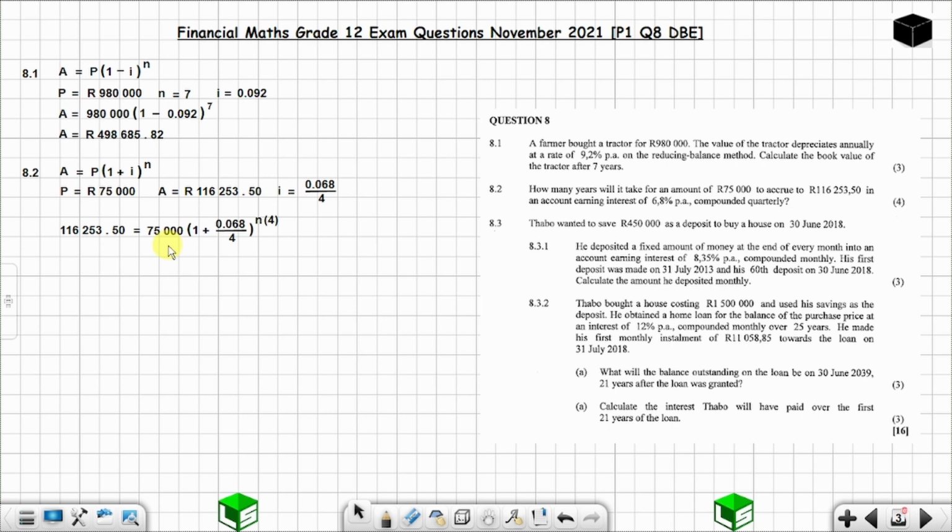You are going to divide by 75,000 on both sides so that you can have this part on its own. So you have this divided by 75,000, equal to, now you divide this part by 75,000, and you are going to be left with this part. Okay, you have this.